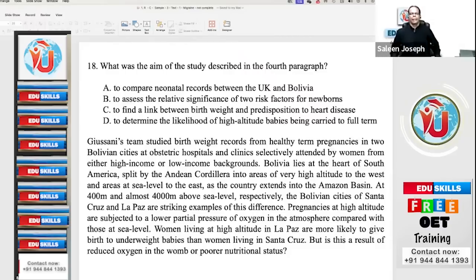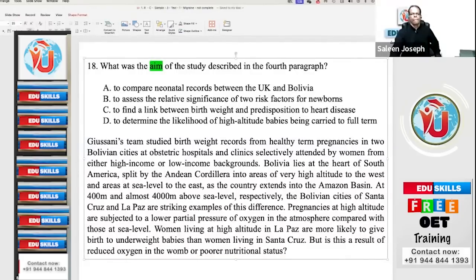Going to question number 18. What was the aim of the study described in the fourth paragraph? Aim of the study, right? Fourth paragraph, definitely it is there. So option A, to compare neonatal records between the UK and Bolivia. Option B, to assess the relative significance of two risk factors for newborns. Risk factors. C, to find a link between birth weight and predisposition to heart disease. Link between birth weight and heart disease.